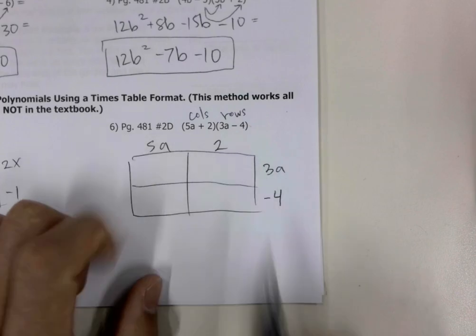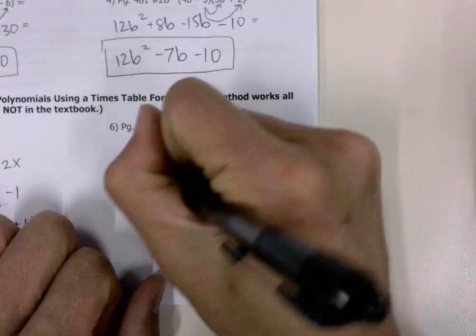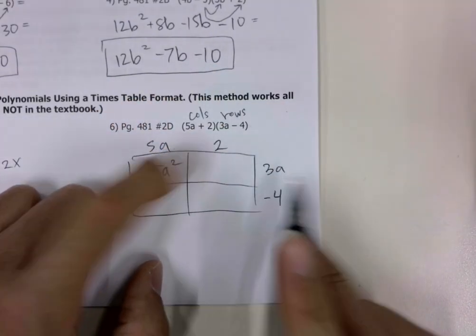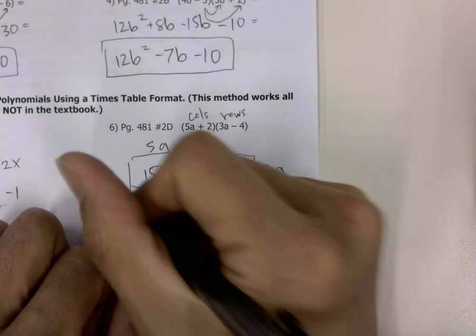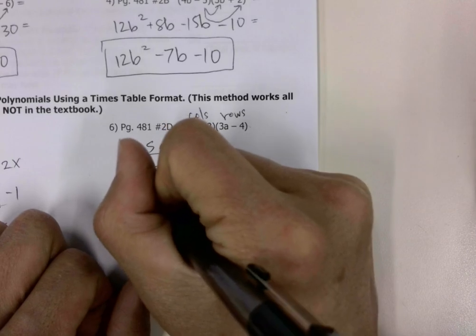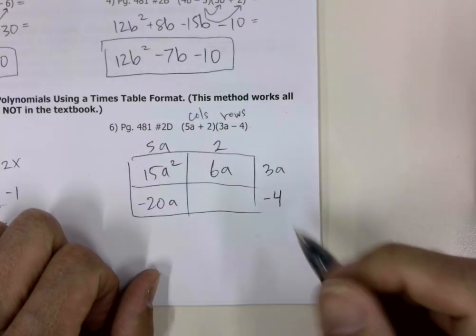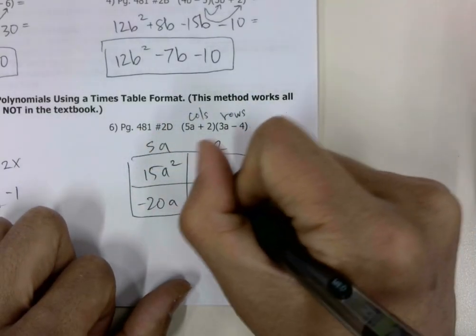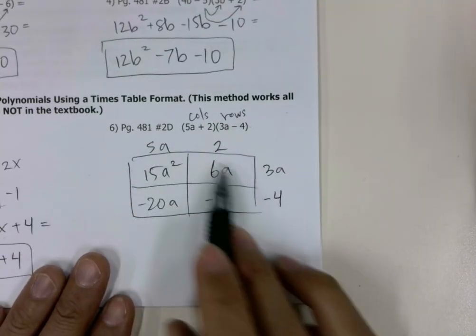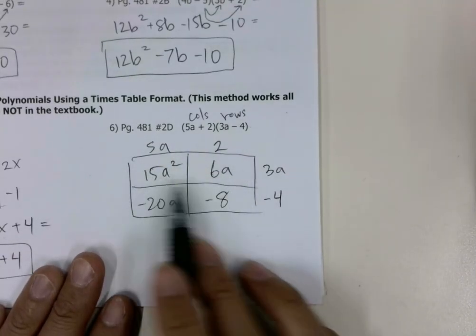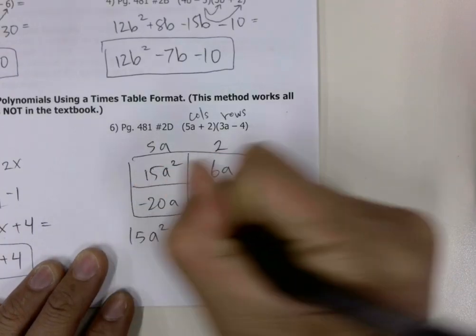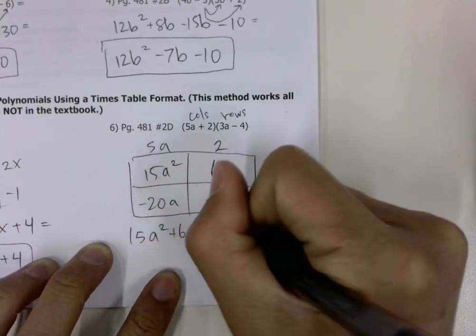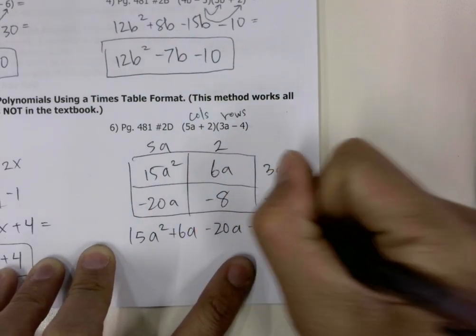Right? So 5a times 3a is going to be 15a squared. 2 times 3a is 6a. And then 5a times negative 4 is negative 20a. And then 2 times negative 4 is going to be negative 8. Then we're going to take all of these terms that we've used in our chart, and we're going to put them into a polynomial. So it's 15a squared plus 6a minus 20a minus 8.